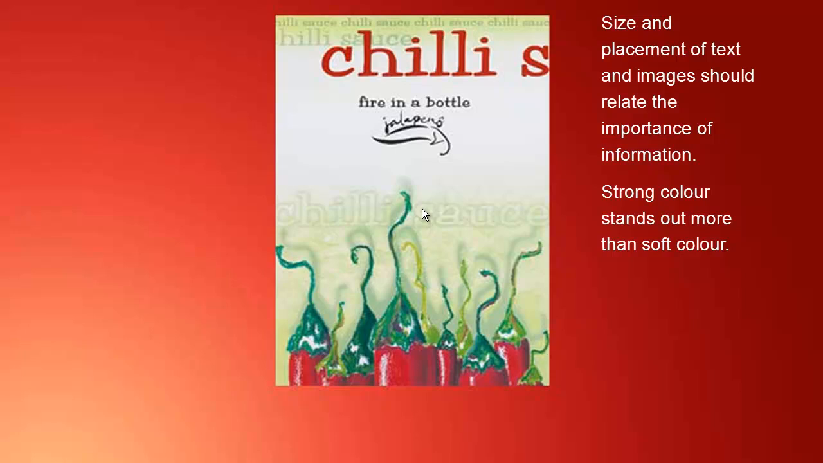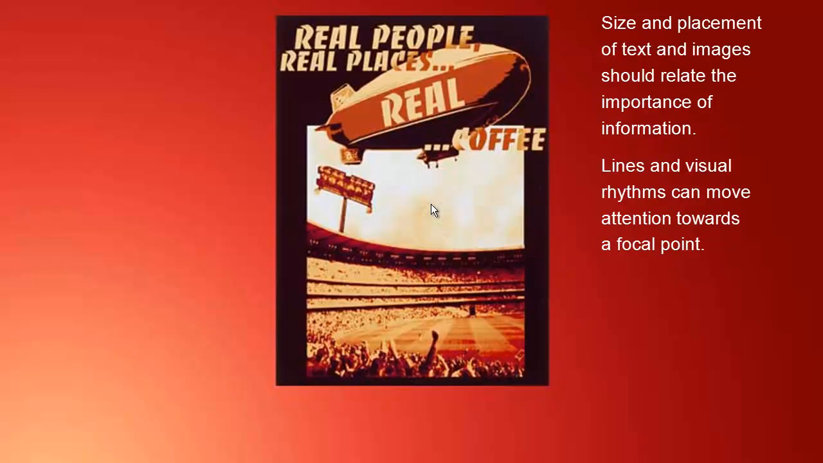Size and placement of text and images should relate to the importance of information. Strong color stands out more than soft color. Size and placement of text and images should relate to the importance of information, and lines and visual rhythms can move attention towards a focal point. So take a minute to think what you think the focal point of this image would be.